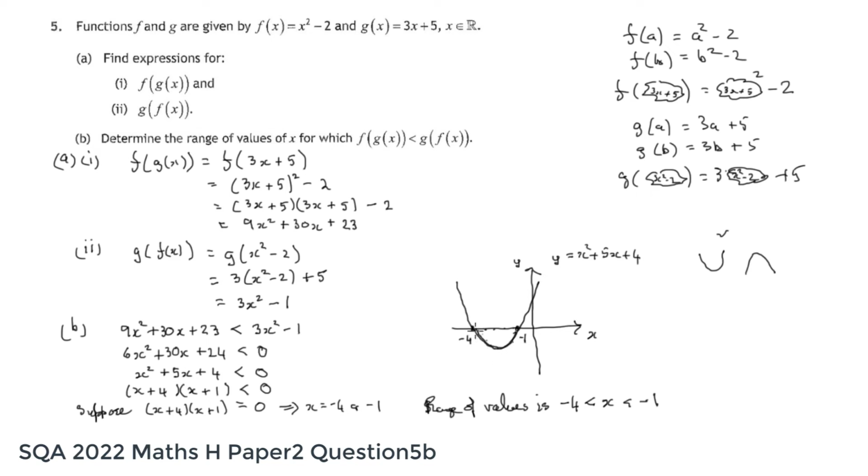Now we're not allowed negative 4 and we're not allowed negative 1, because in that case the values of x squared plus 5x plus 4 are actually equal to 0. Anywhere else, if they're less than negative 4 or greater than 1, y values are greater than 0. And x squared plus 5x plus 4 would be greater than 0. So the range of values required is between negative 4 and negative 1.